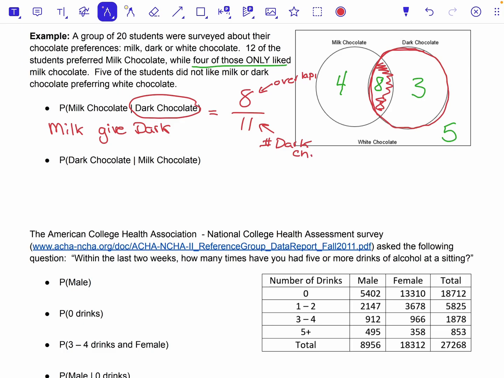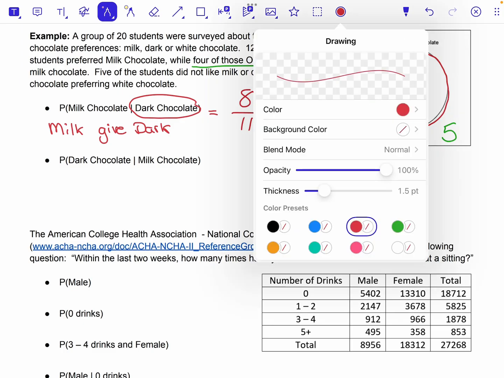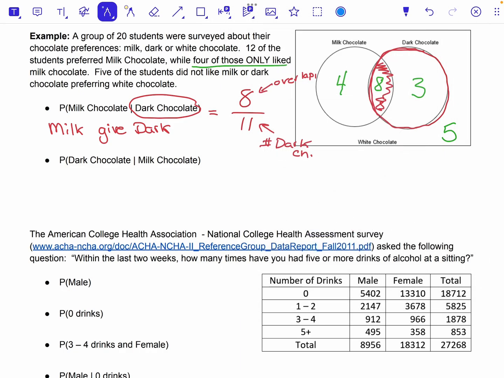Now, if we flip that around, what's the probability that someone likes dark chocolate given they like milk chocolate? This time, we're looking at the outcome of milk chocolate. There were 12 people who liked milk chocolate, and of those 12 people, 8 of them also liked dark chocolate. So notice now we've changed our sample size. That second value is giving us our sample size, is a way to describe that.